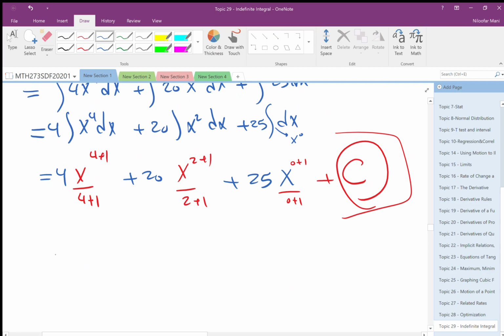Oh, I have to continue to simplify. So 4 over 5 x power 5 plus 20 over 3 x power 3 plus 25x plus c. Do I need to continue? No, you don't need to continue. Don't make these numbers a decimal. No, just keep it this way. Okay?